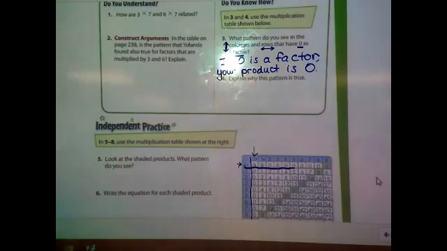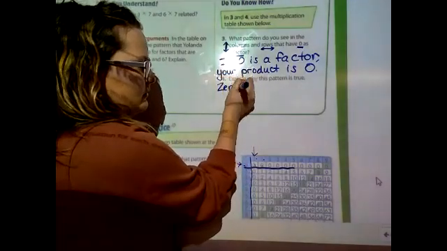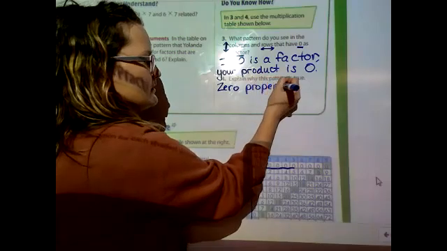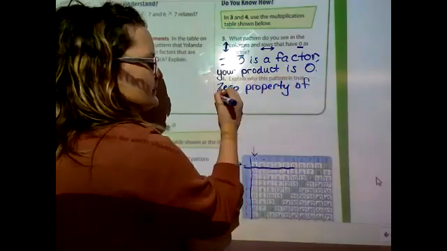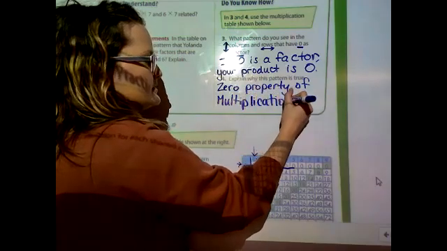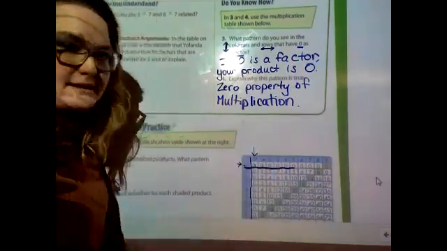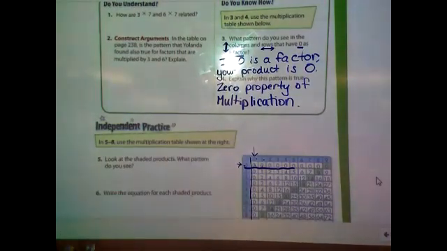Oh, number 4, explain why this pattern is true. Oh, let's see. We have talked about this before. There's a rule, a very special rule. I don't have the vocabulary card right next to me, but there's a certain property. Well, explain why this pattern is true. There's the 0 property of multiplication, which says anything times 0 is always 0. I can't multiply anything times 0 because there's nothing to multiply by.